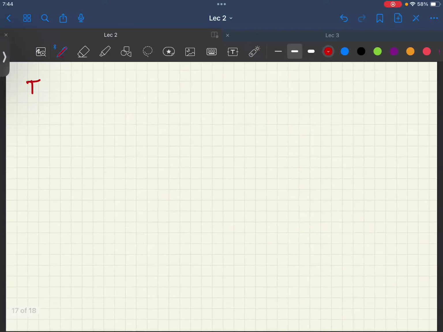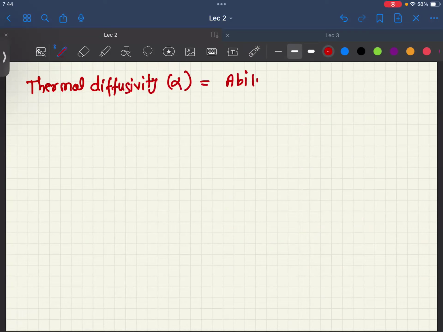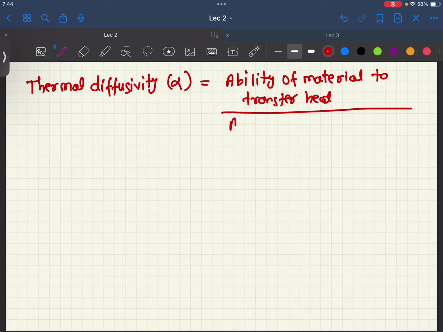Let me write: thermal diffusivity, which is alpha, is the ability of the material to transfer heat divided by the ability of the material to store heat. So the ability of the material to transfer heat, what?